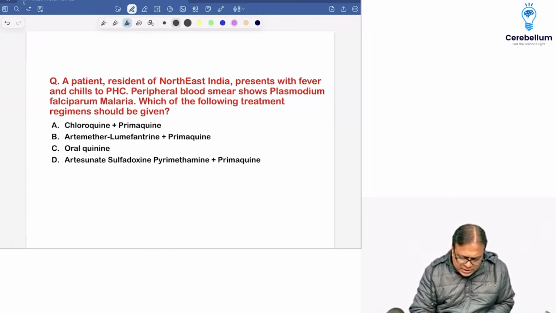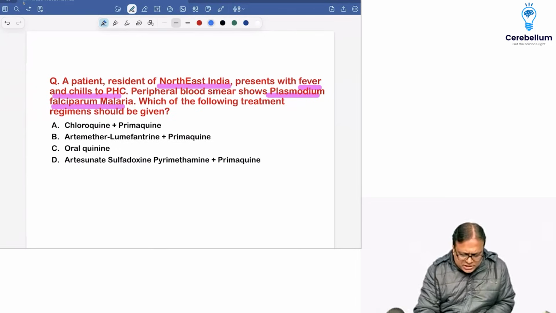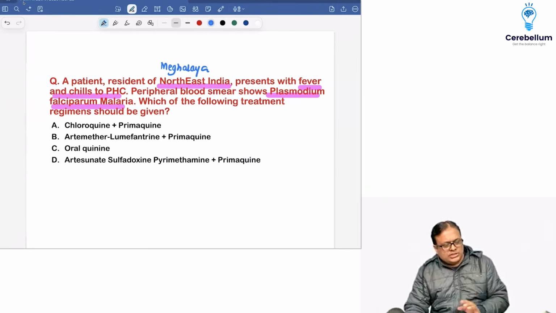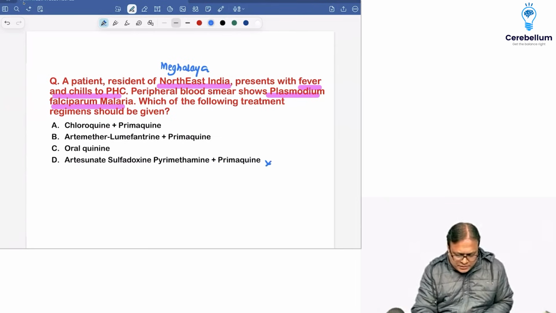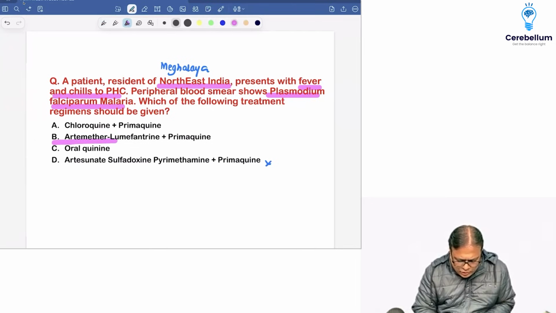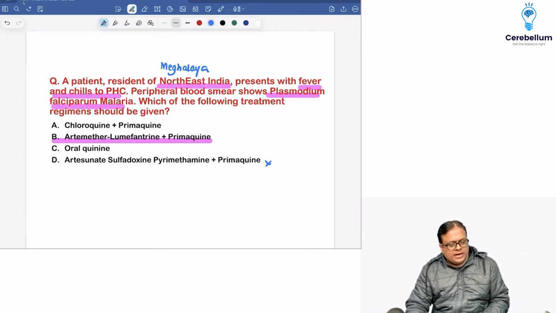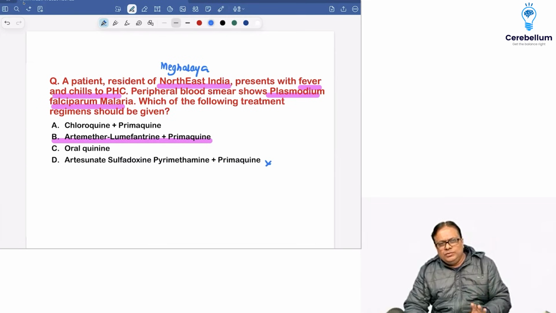Then there was a question. Patient of Northeast India, fever and chills, peripheral blood smear shows Plasmodium falciparum. When they are saying Northeast, some students mentioned the state Meghalaya. So any state of Northeast was mentioned, and we are looking at Plasmodium falciparum. We cannot give ACT-SP. We will have to give artemether lumefantrine with primaquine, right? I'm sure dosages must not have been asked because in your exam, generally for anti-malarial drugs, they usually go for the name of the drug.